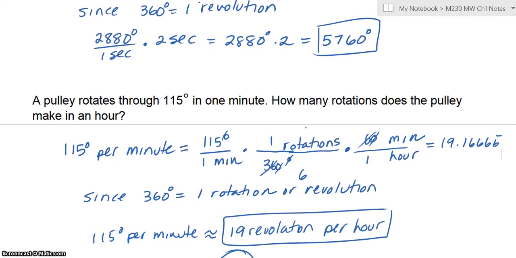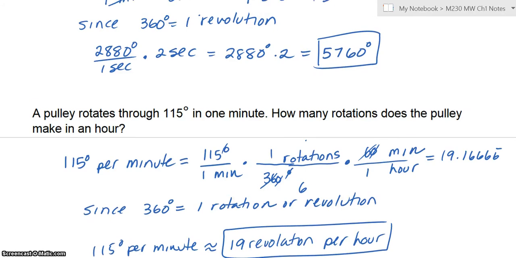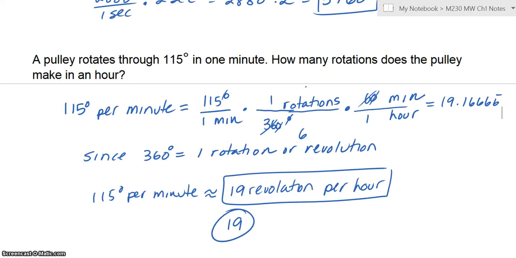So it's approximately, if I round to the nearest whole number, about 19 rotations or revolutions per hour. So that's what it asks. How many rotations does a pulley make in 1 hour? So the answer is 19. That seems like a lot slower than our first example. The pulley's going pretty slow. 115 degrees is something that's less than 180, all in an hour.